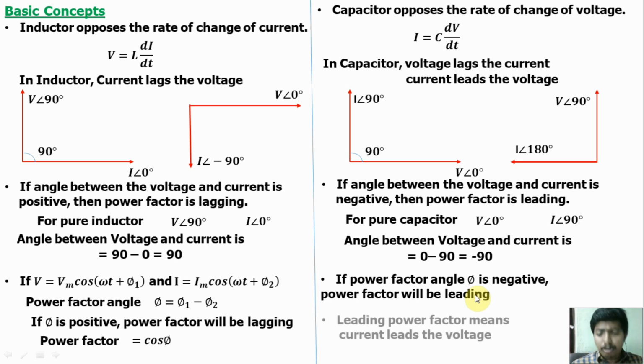Here, leading power factor means current leads the voltage. Lagging power factor means current lags the voltage. Okay. Next points.